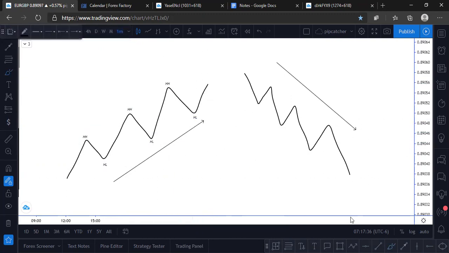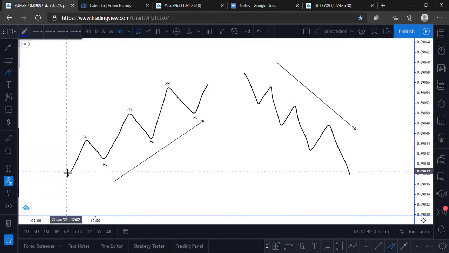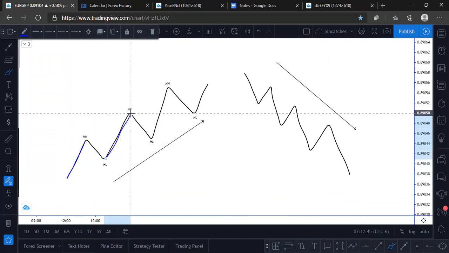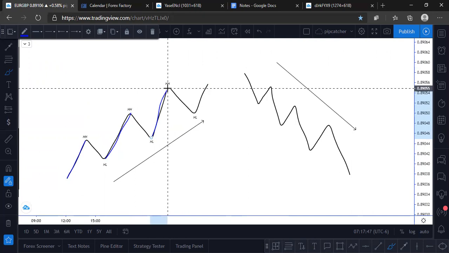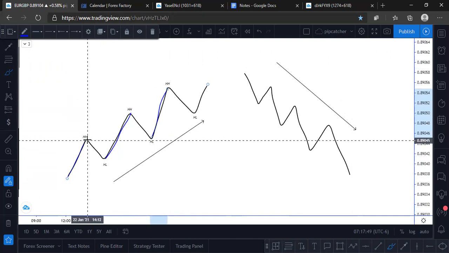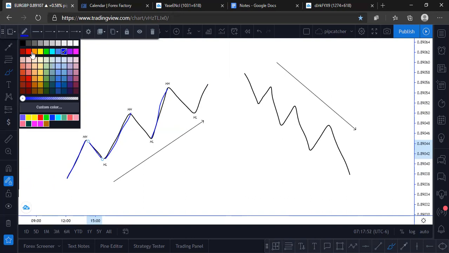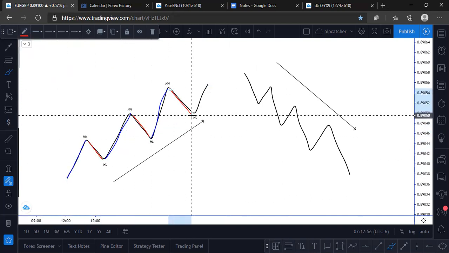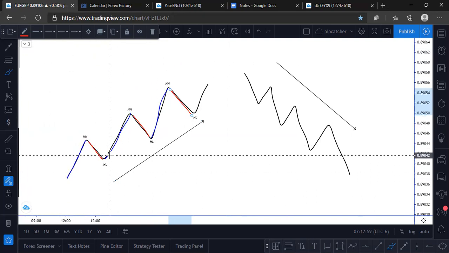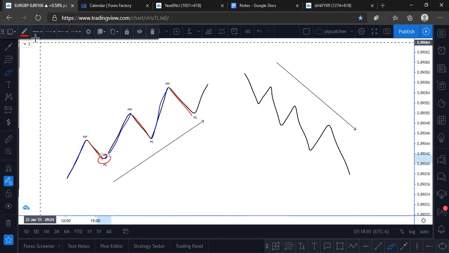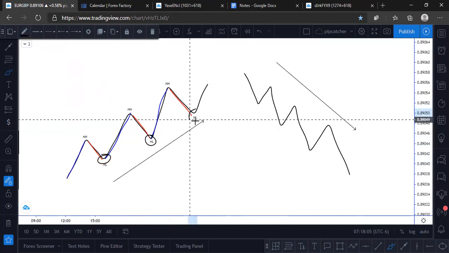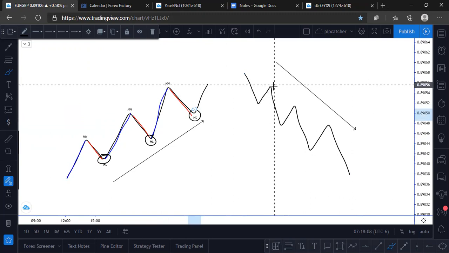So remember, your expansions are going to be what gives you the higher highs in an uptrend, and then your corrections are what's going to give you your higher lows for those entry points, right? Those areas that you look to enter for. And same for a downtrend as well, right?